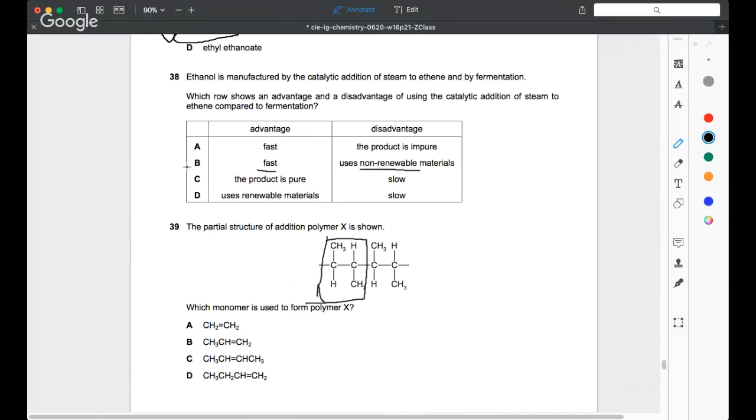Okay, number 38. What are the advantage and disadvantage of using catalytic addition of steam to ethene to produce ethanol? This process is very fast, but it needs energy input, right? You need some energy to produce steam. So this is a non-renewable process compared to natural fermentation. So the right answer is B.